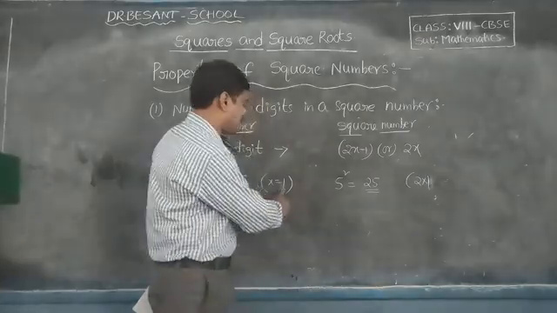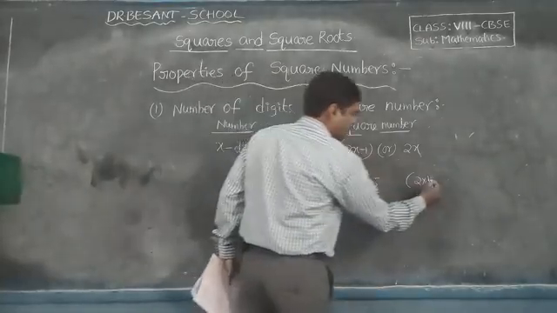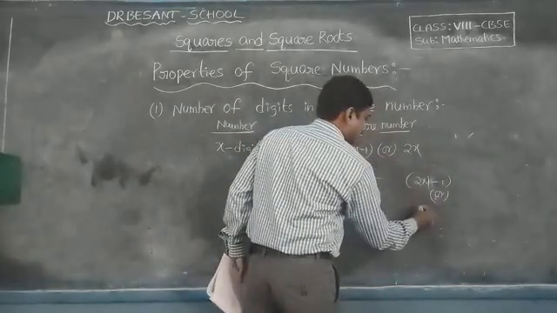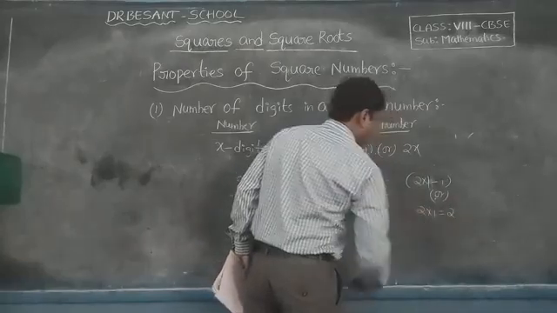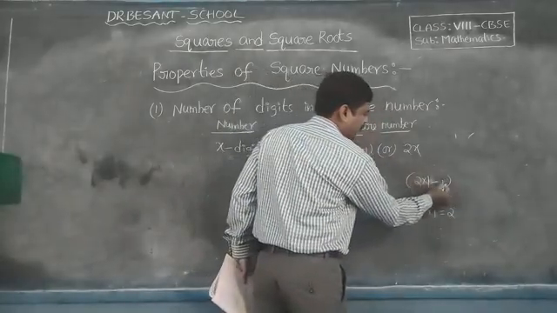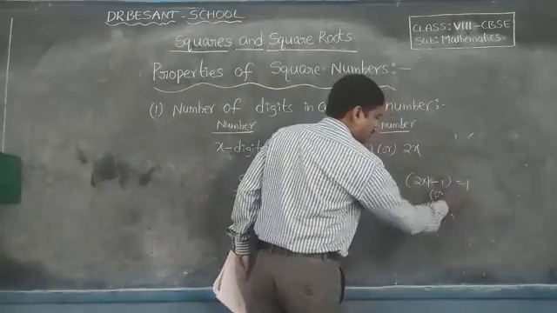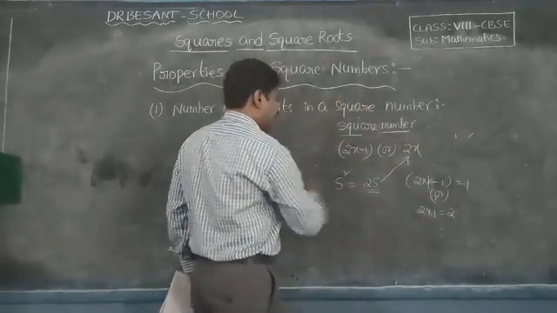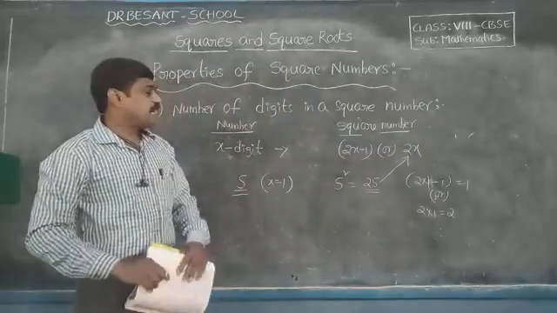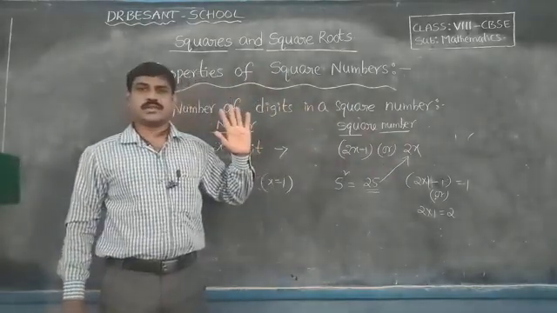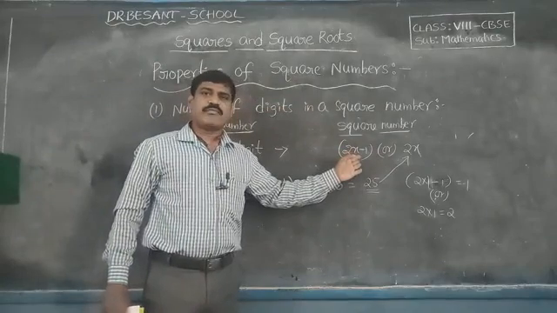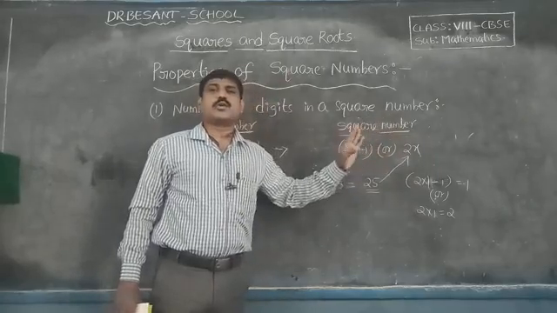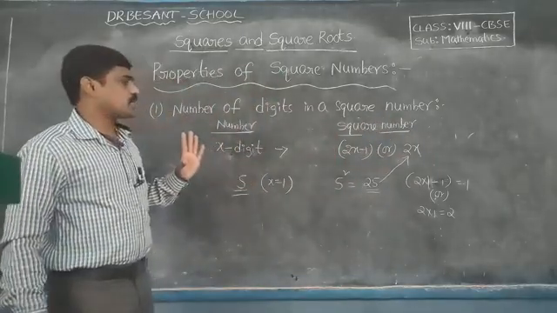Here x is equal to 1, substitute. 2 ones are 2 minus 1, that means 1. Or 2x, 2 into 1 is equal to 2. So it is having 2 digits. That's why it follows this one. Either this one or this one it follows. Sometimes the number may follow 2x minus 1, sometimes it follows 2x.